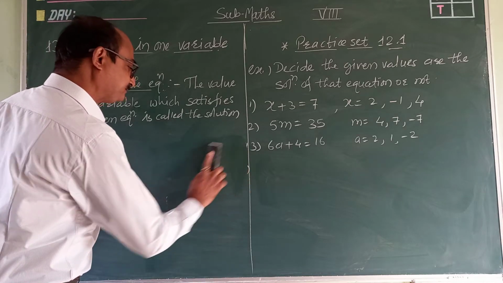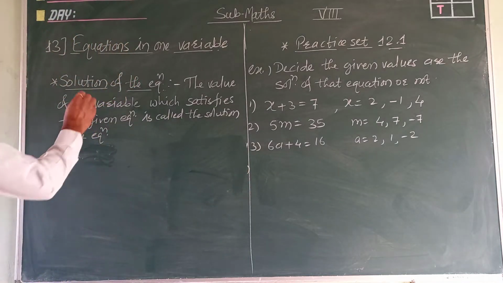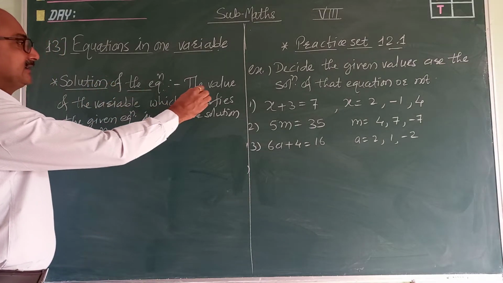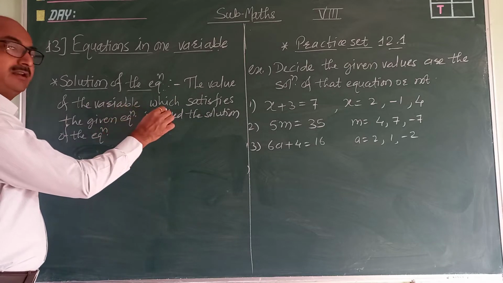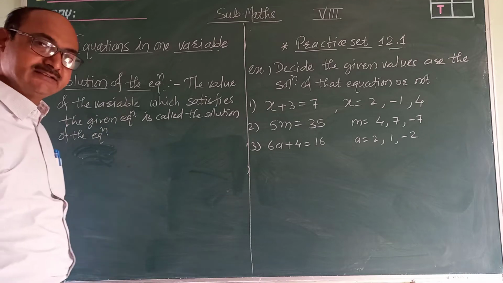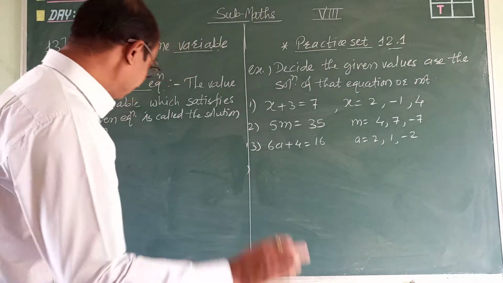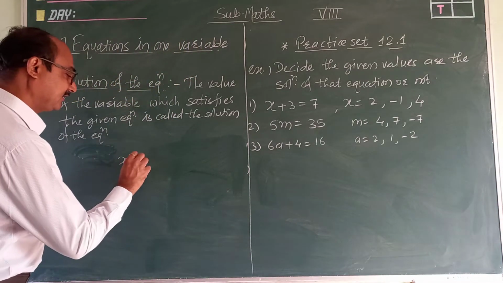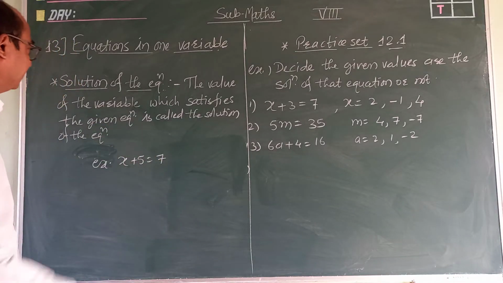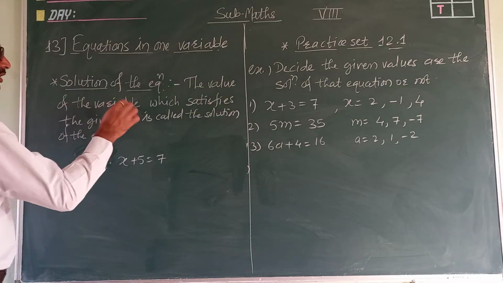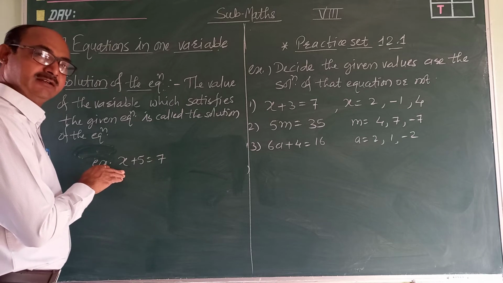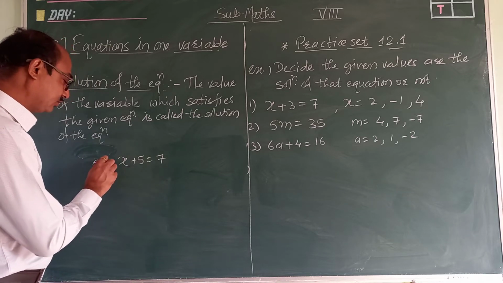So next point, that is solution of the equation. Here what is meant by solution? The value of the variable which satisfies the given equation is called the solution of the equation. For example, here we take x plus 5 equal to 7. So what is the definition? The value of the variable which satisfies. Satisfies means what? After putting the value here, both sides become equal.